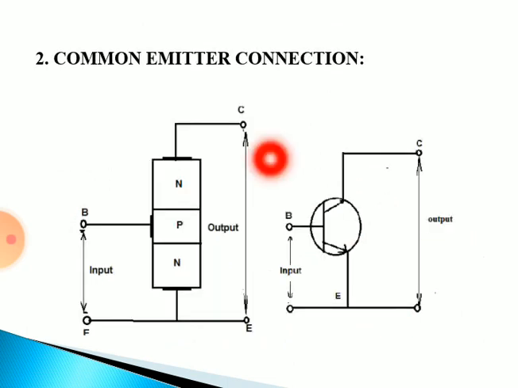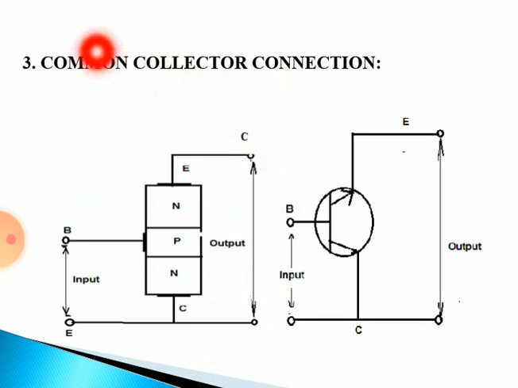Now when we speak about common emitter connection, you are making your emitter common for both base as well as collector. So here input is applied between your base emitter junction and output is taken across your collector emitter junction. The third is common collector connection. Here you are making your collector common to both base as well as emitter. So your input is applied across your base collector junction and your output is taken across your collector emitter junction.